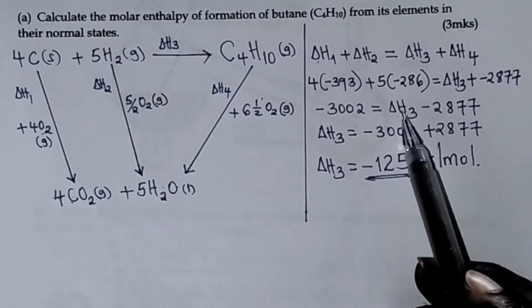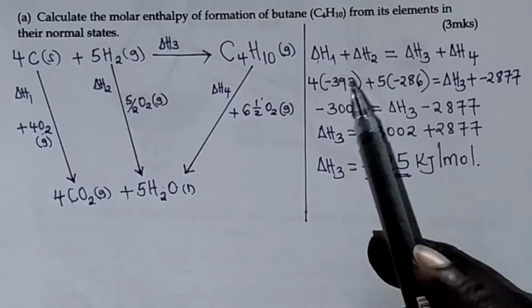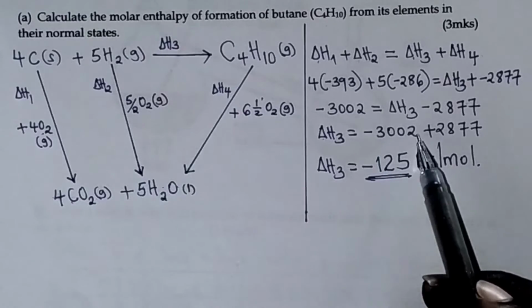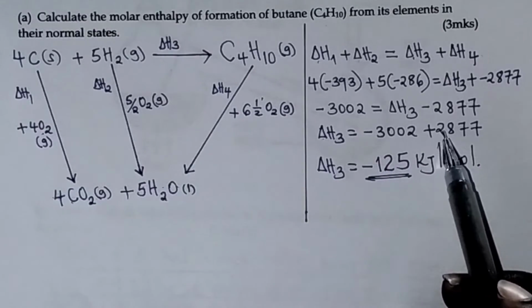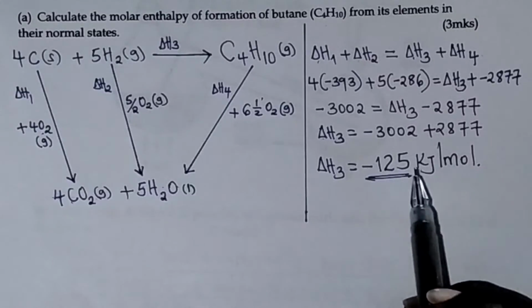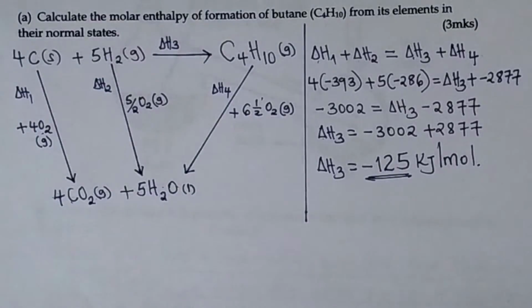If you want to get enthalpy change 3, which is the standard enthalpy of formation of butane, we are going to say negative 3,002 plus 2,877 kilojoules per mole. So we are going to get negative 125 kilojoules per mole. We are going to go to question number 21.